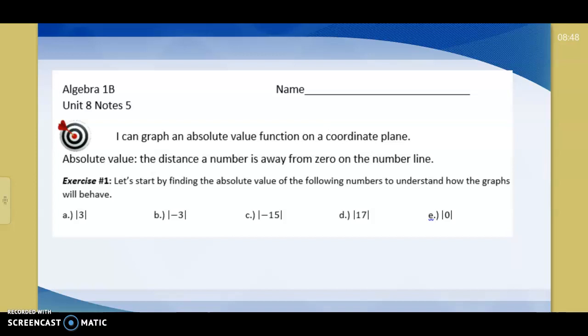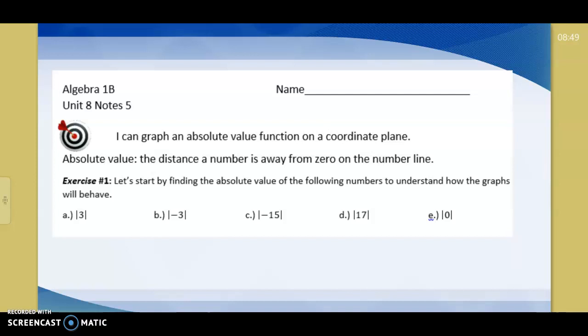Let's not forget what absolute value is. This is something that maybe you've seen before in other math classes. Absolute value is the distance a number is away from zero on the number line. So how does that relate to positive and negative numbers? Let's take a look at a few of these. Let's start by just finding the absolute value of numbers and how they will behave on the graph.